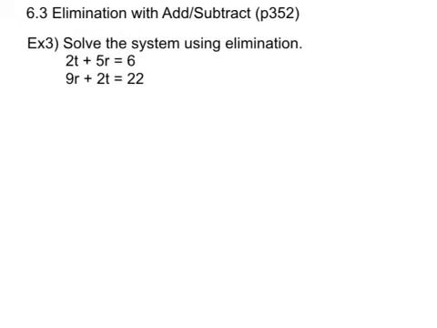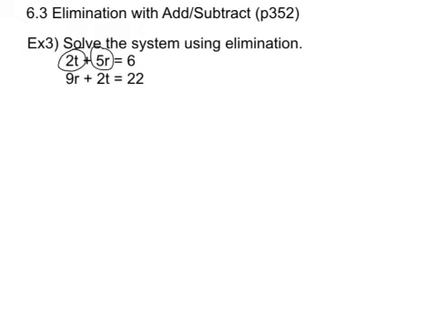So now we're at example 3 on page 352. It says solve the system using elimination. On page 352, it actually lists multiple choice. I'm not listing the multiple choice here for you. Now, there's a couple things different about this one. First of all, we do not have x and y. We have t and r.